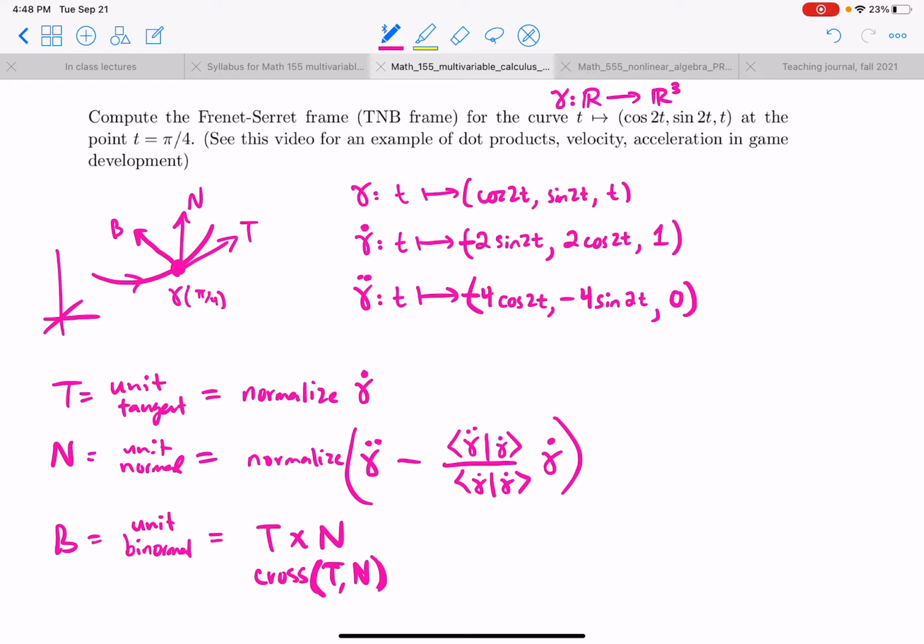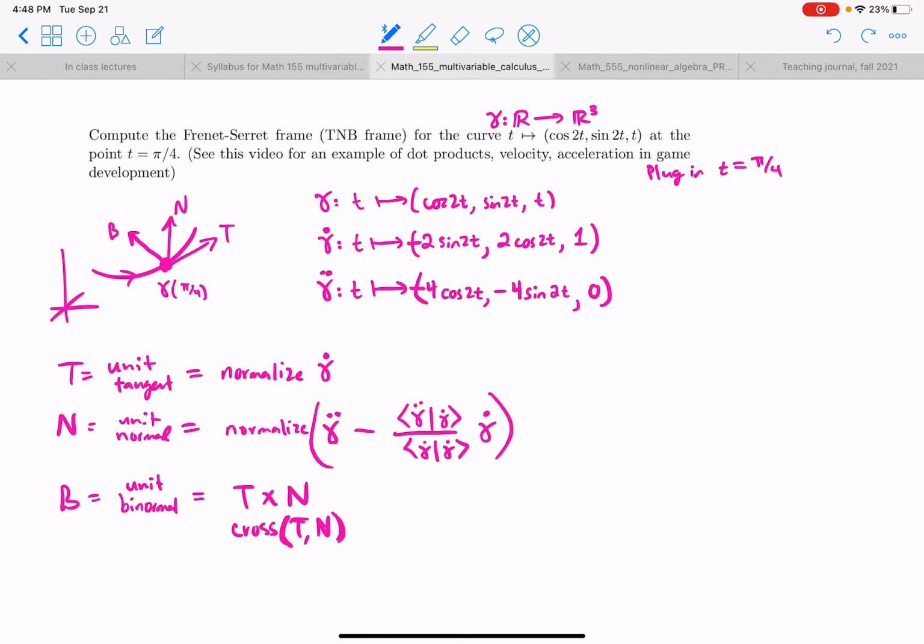Okay, so well, that's why we started computing these derivatives. So now let's plug in t equals pi over 4. Okay, so you can see that in all of these things, right away what happens is we're going to multiply it by 2. So pi over 4 times 2 is going to require us to know what is the cosine of pi over 2 and what is the sine of pi over 2 in order to plug in here.